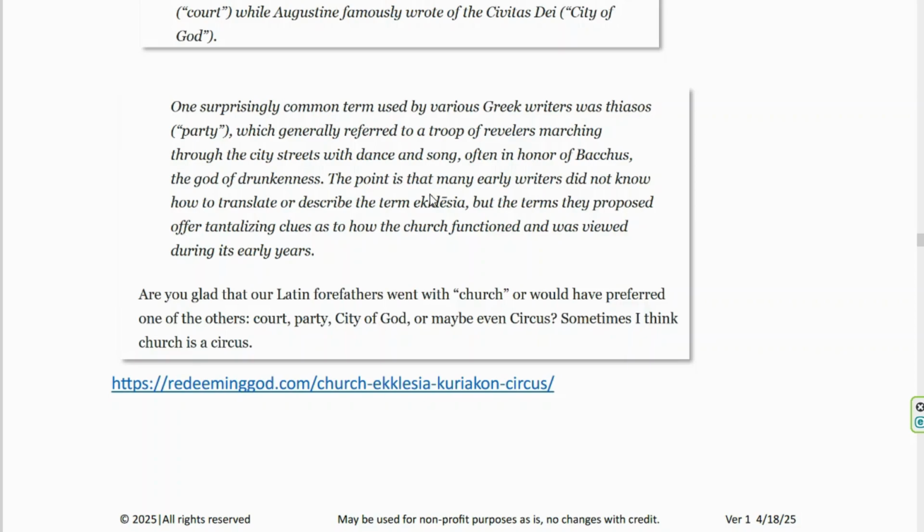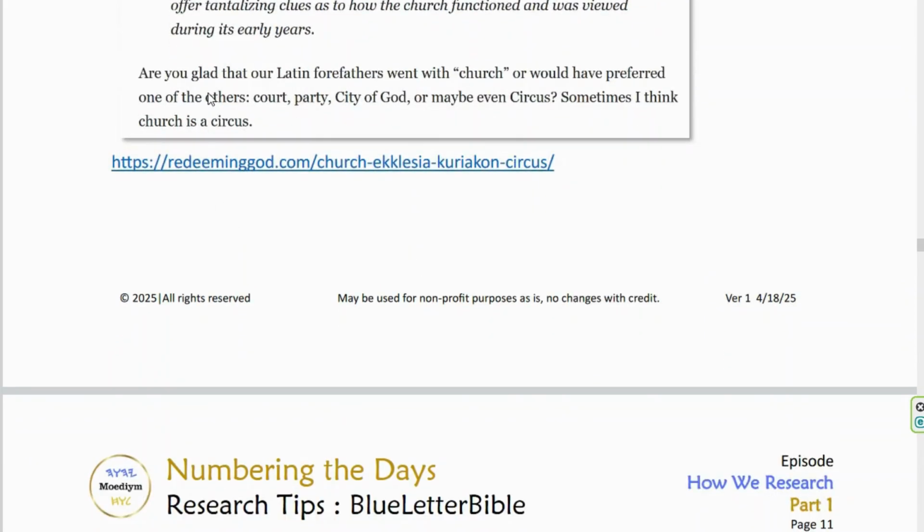The point is that many early writers did not know how to translate or describe the term ecclesia, but the terms they proposed offer tantalizing clues as to how the church functioned and was viewed during its early years. Are you glad that our Latin forefathers went with church, or would you have preferred one of the others? Court, party, city of God, or maybe even circus. Sometimes I think the church is a circus.